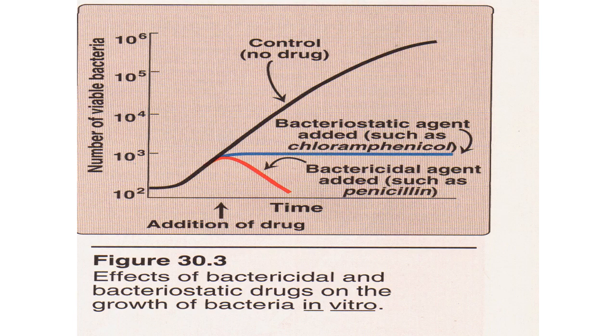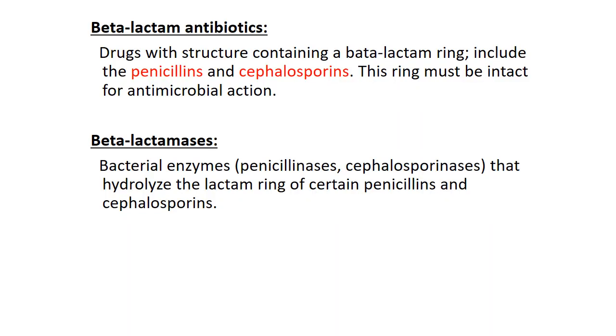This figure shows us the effect of bactericidal and bacteriostatic drugs on the growth of bacteria. Beta-lactam antibiotics are drugs with a structure containing a beta-lactam ring, and include the penicillins and cephalosporins. This ring must be intact for antimicrobial action. If this ring is destroyed, there is no antibiotic action.